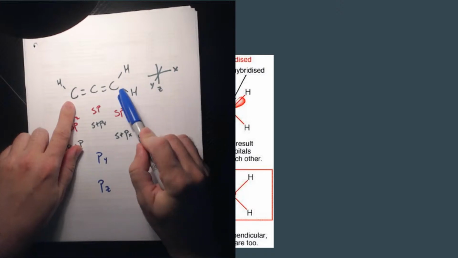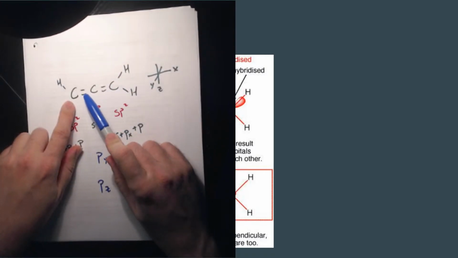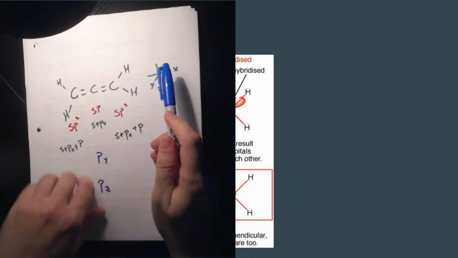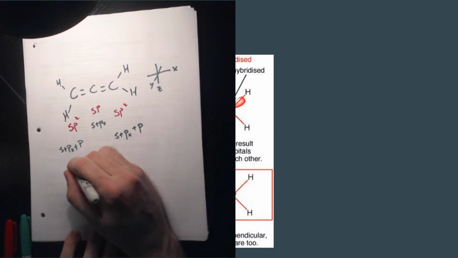So one of these guys will have to use py to form the double bond on the one side. The other guy will have to use its pz. So let's go ahead and say that it does pz on the left, py on the right.